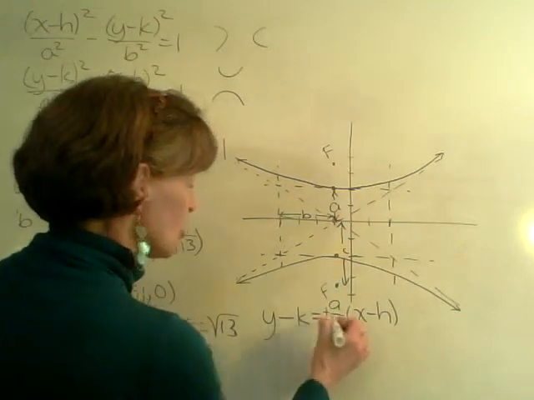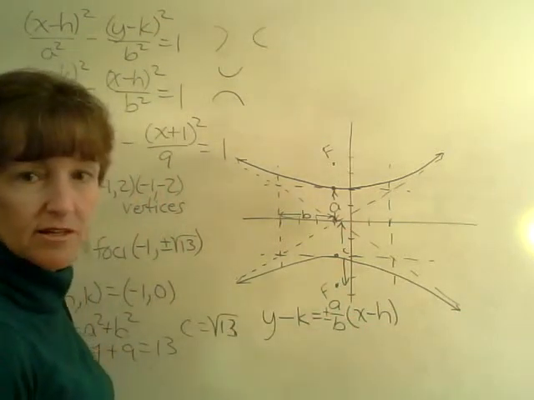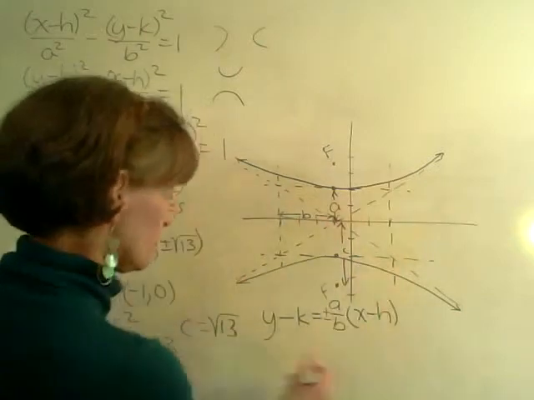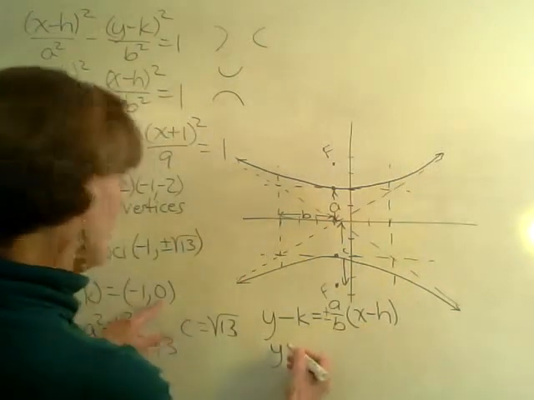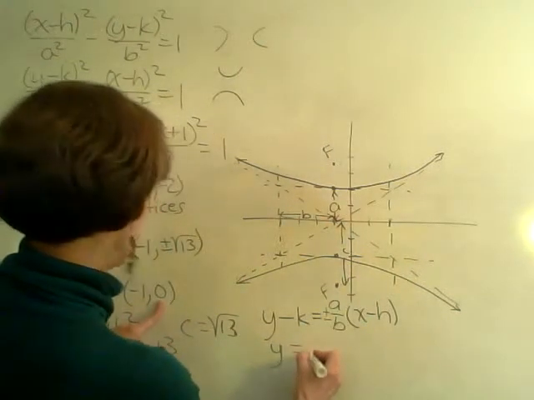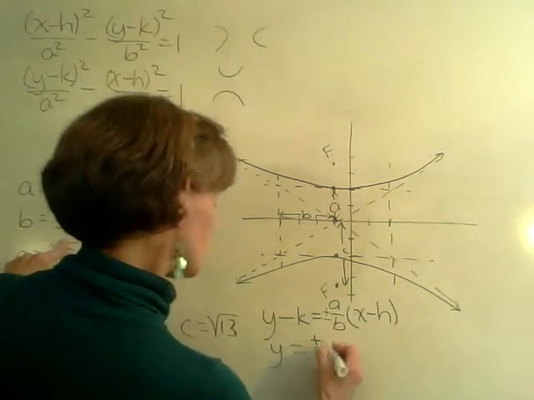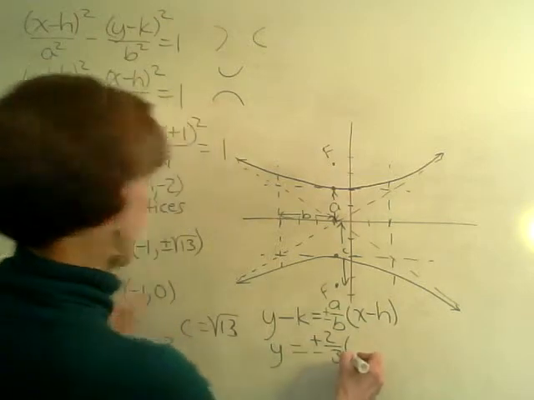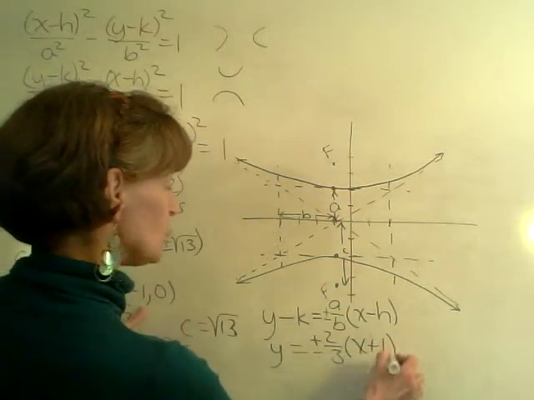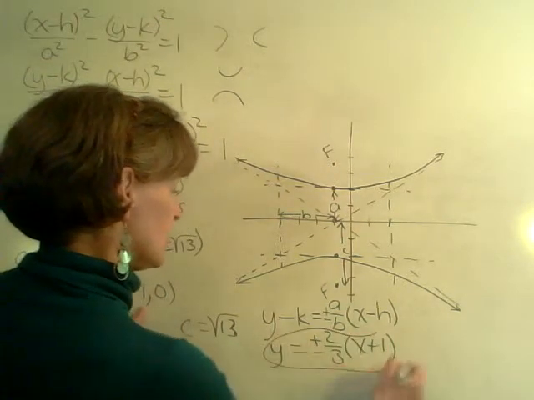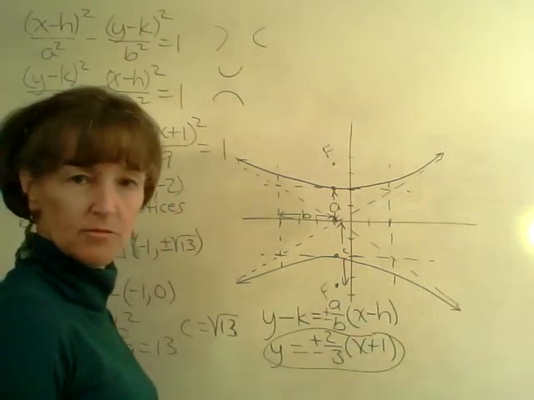So my slope is going to be plus or minus a over b, depending on which line, it's plus or minus. So y minus k, k is 0, equals, and then a over b, 2 over 3, so it's plus or minus 2 over 3, and then (x plus 1). And these are my two asymptote equations.